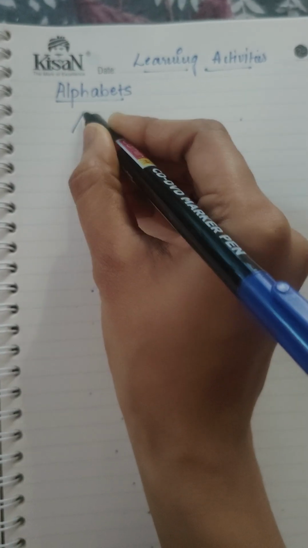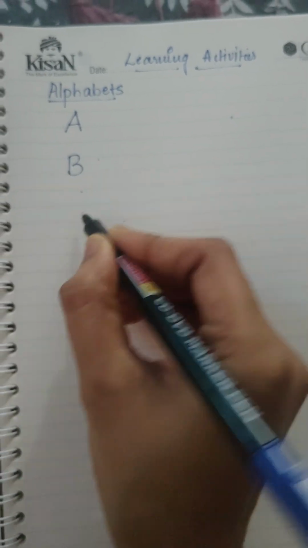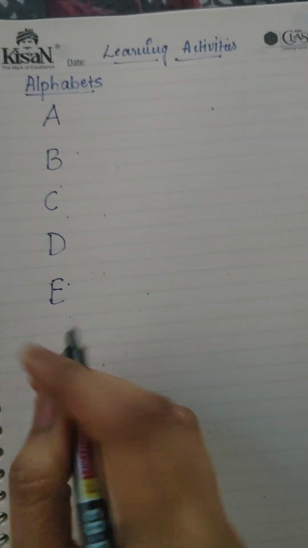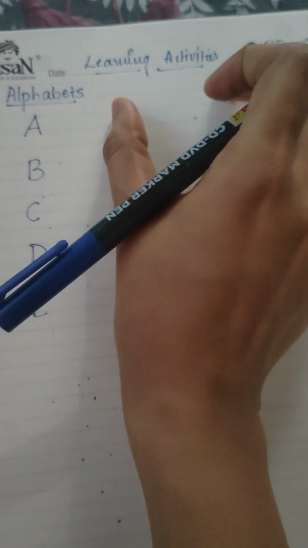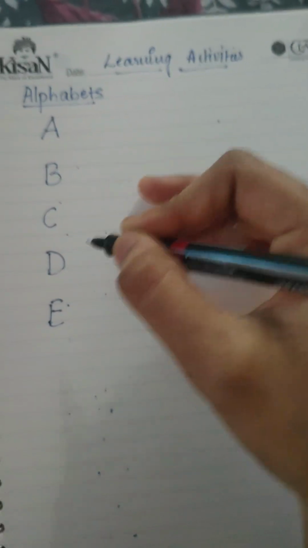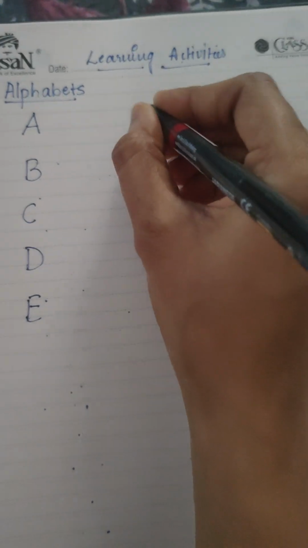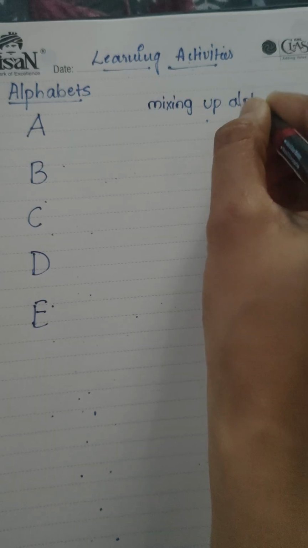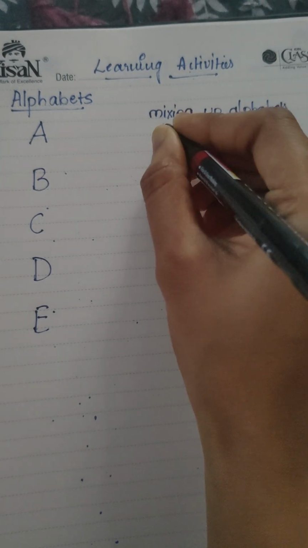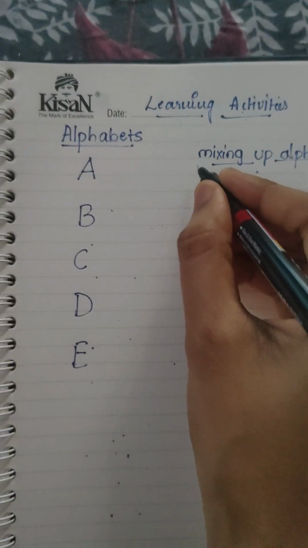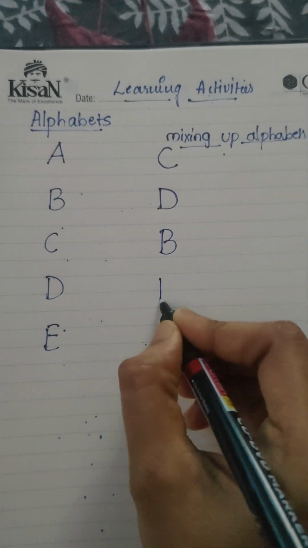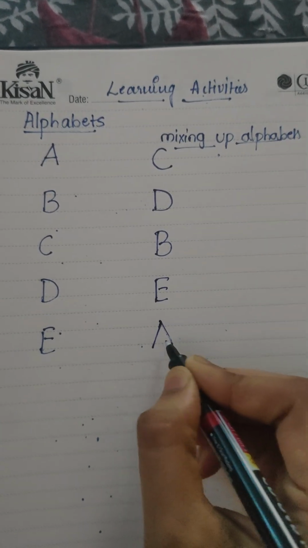For suppose there is A, B, C, D and E. This is on one side of the section. On the other side, I am going to write them mixed up, the reverse of the alphabets or letters. So what I will do is I'll keep the C here, D here, B here, E here, and finally A here.